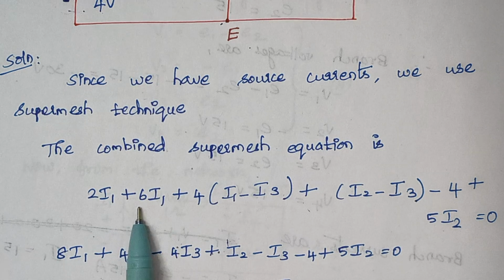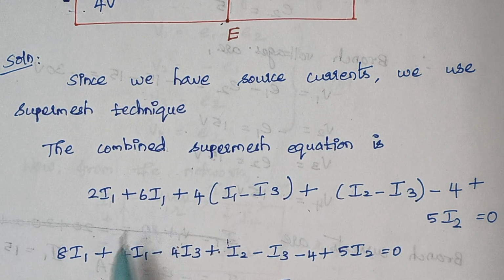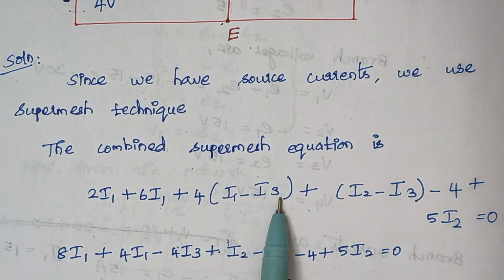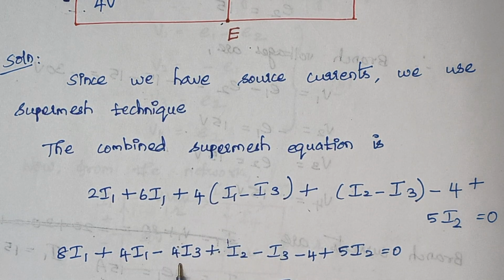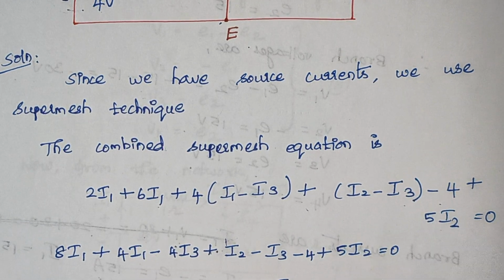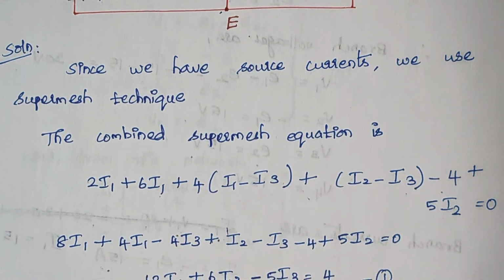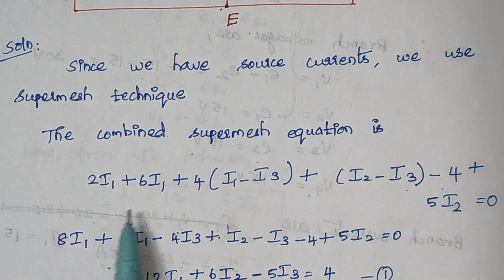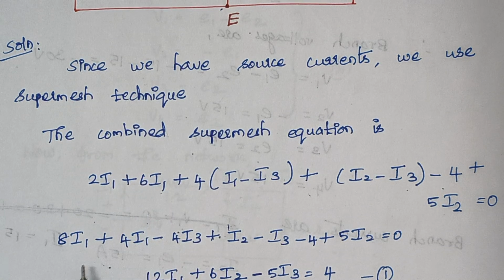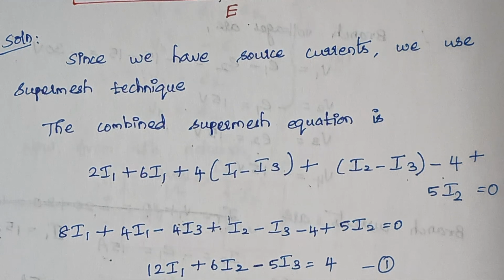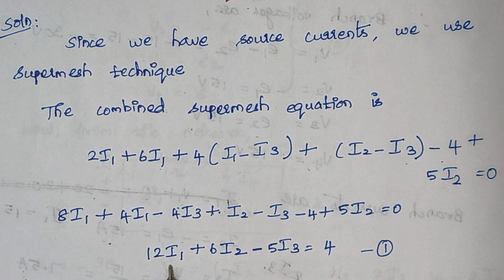So 2i1 plus 6i1. So 2 plus 6 gives you 8i1. Again I am multiplying this 4 with i1 and i3. So 4i1 minus 4i3 plus i2 minus i3 minus 4 plus 5i2 equal to 0. So here again when you simplify, 2i1 plus 6i1, 8i1 and plus 4i1. So again when you simplify, finally we end up with 12i1.